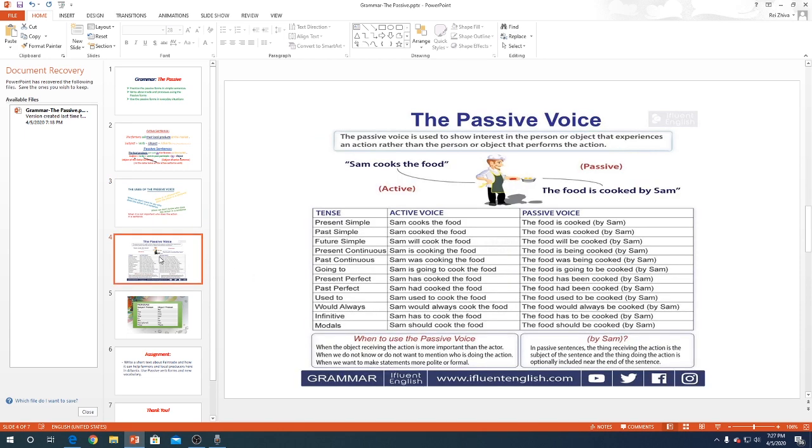Let's have a look at some of the examples of the passive voice. The passive voice is also used to show interest in the person or object that experiences an action rather than the person or object that performs the action.